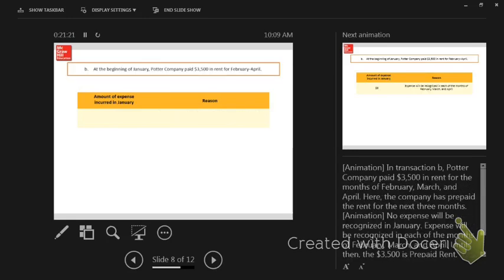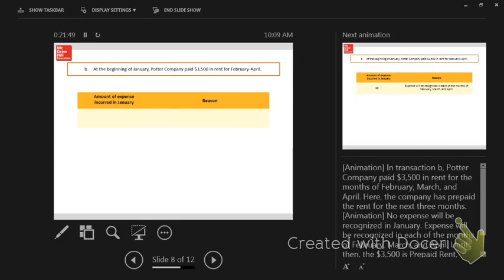That's the easiest wages one you can do. At the beginning of January, Potter paid $3,500 in rent for February through April. So is that an expense in January? Prepaid? Well, first answer, is it an expense in January? Yeah, because it's prepaid. It's prepaid, but is it an expense? No, because it's not applied to January. This right here, it's prepaid.